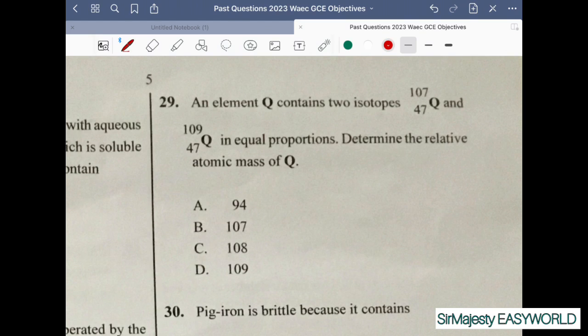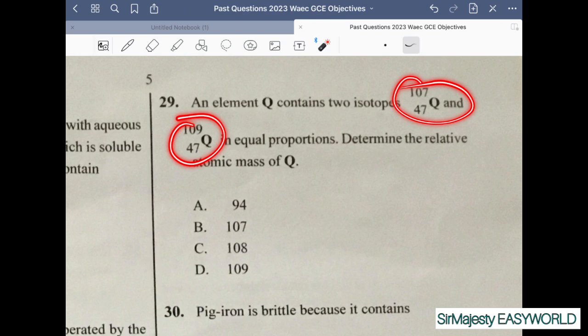29 says an element Q contains two isotopes, 107 and 109. The 47 is the atomic number, that's why they are the same, while 107 and 109 are actually their mass numbers, which means these two are what? Isotopes. They are isotopes since they have the same atomic number but different mass numbers.